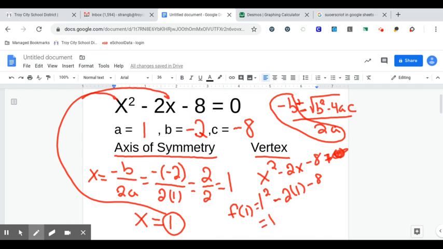So we're going to get 1 minus 2 minus 8, which equals what do we get? -10 plus 1, minus 9. Okay. So f of 1, or our y, is equal to -9. So our vertex is 1, -9. All right, so that's the first example.